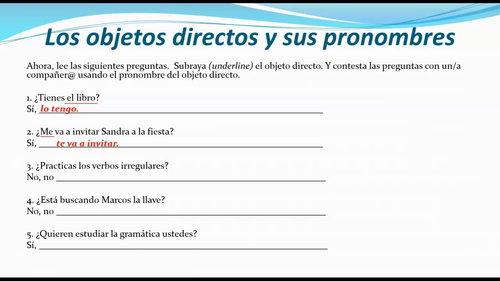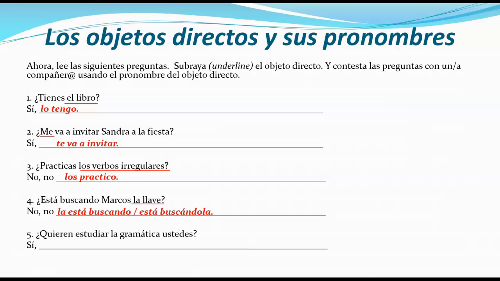¿Practicas los verbos irregulares? ¿Qué practicas? Los verbos irregulares. What pronoun are we going to use? Right, los. So no los practico. ¿Está buscando Marcos la llave? ¿Qué está buscando Marcos? La llave. Now we're not going to change our subject from Marcos, so no la está buscando, or no está buscándola, with an accent over the A.